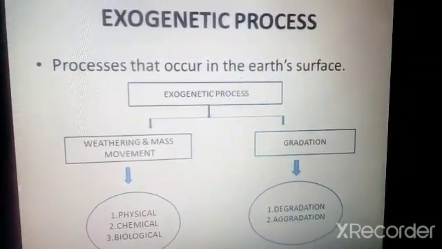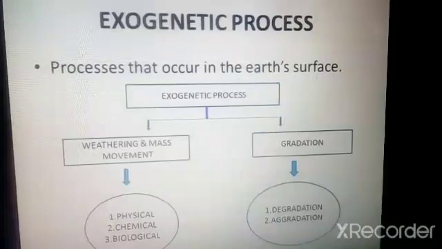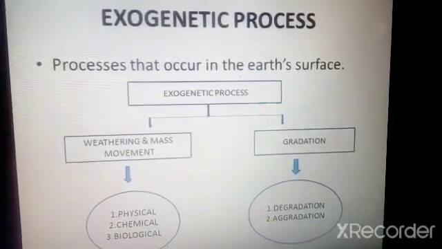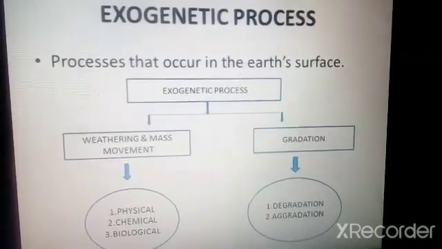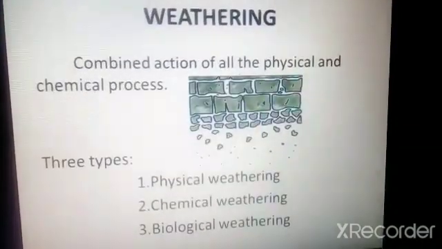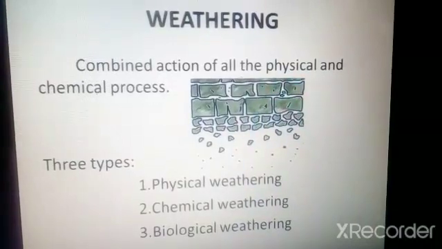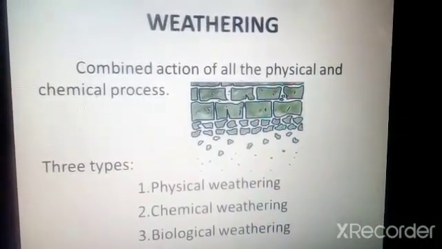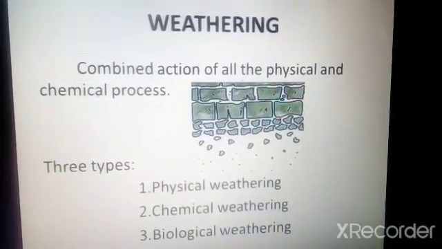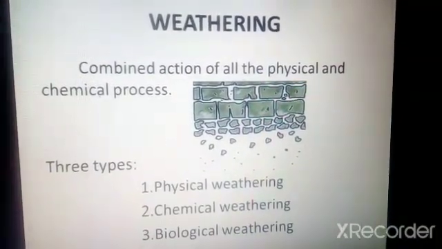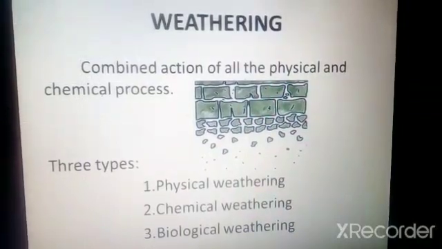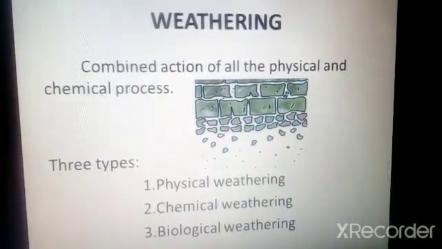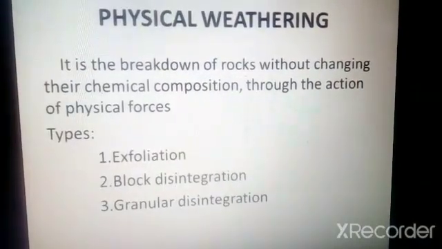Exogenetic process can be classified into two: weathering and mass movement, and another one, gradation. Weathering means the combined action of all the physical and chemical processes, that is, the rock is divided into smaller substances. Weathering can be classified into three: physical weathering, chemical weathering, biological weathering.